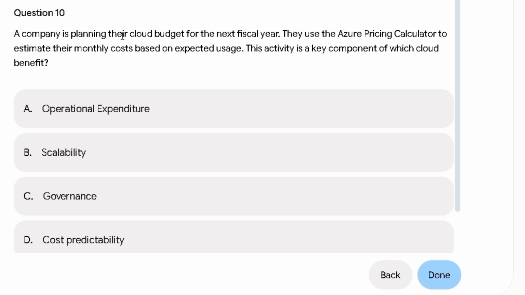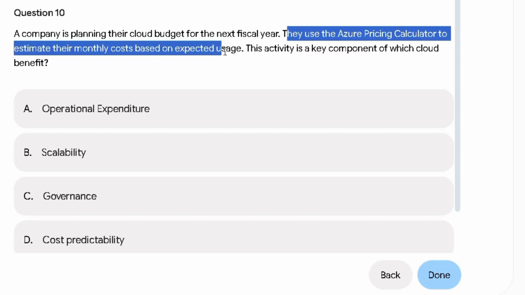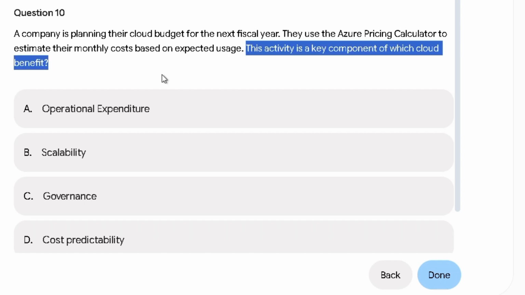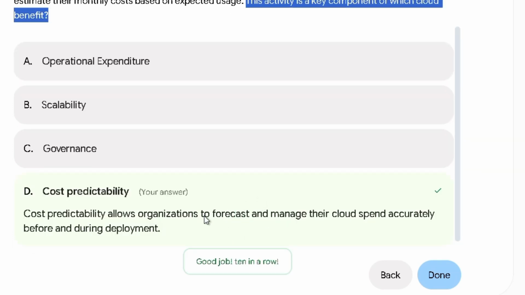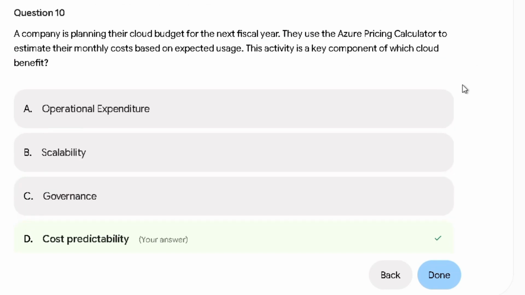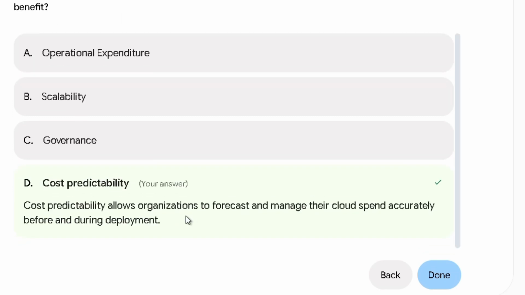A company is planning their cloud budget, and they use the Azure pricing calculator to estimate their monthly cost based on it. This activity is a key component of which cloud benefit? This is a component of cost predictability. Remember, we talked about predictability. We didn't talk about the Azure pricing calculator, but because we can see that it is something in the future, we can say that it has to do with predictability. So cost predictability allows organizations to forecast and manage their cloud spend accurately before and during deployment.